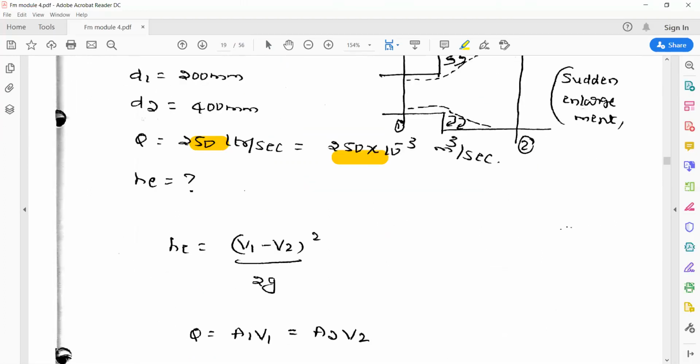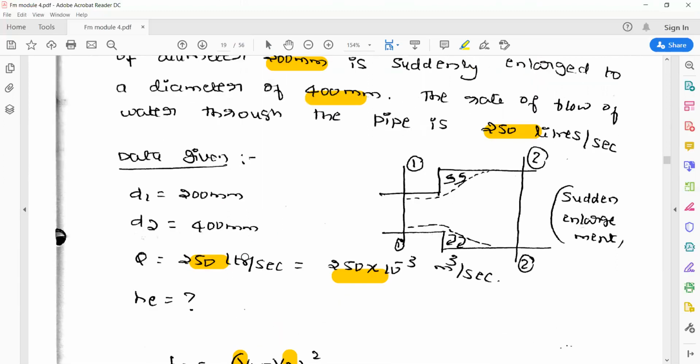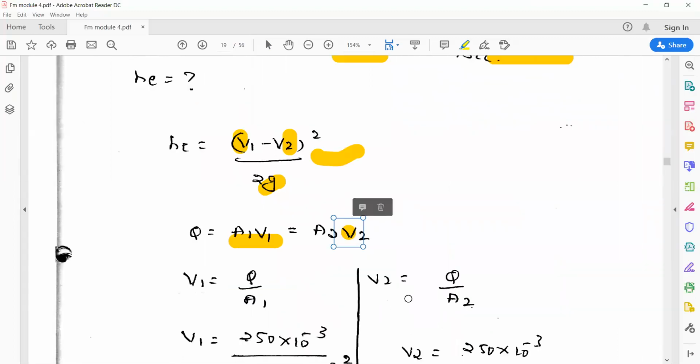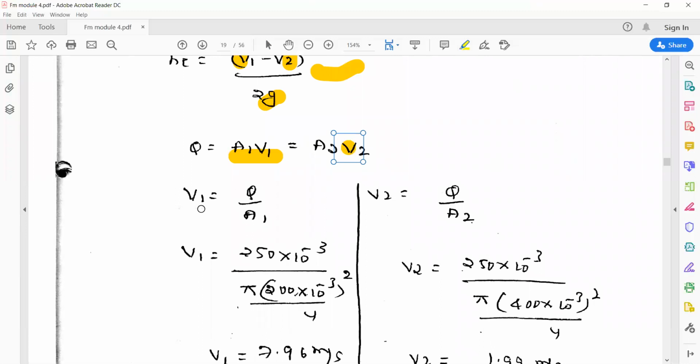To calculate the value of HE, we have the formula HE is equal to (V1 minus V2) whole square divided by 2g, right? In this, you need to calculate V1 and V2, and substitute the value of g to get the value of HE. So how do you get the values of V1 and V2? Which data can be used? We can make use of the discharge data. Because we know Q is equal to A1 V1 or Q is equal to A2 V2 from the continuity equation, our V1 is equal to Q by A1, and V2 is equal to Q by A2.